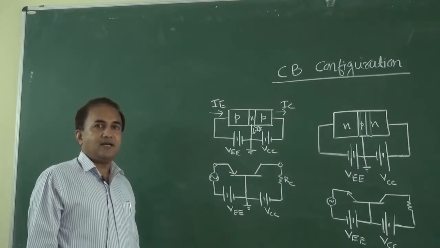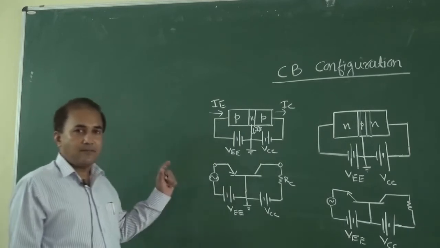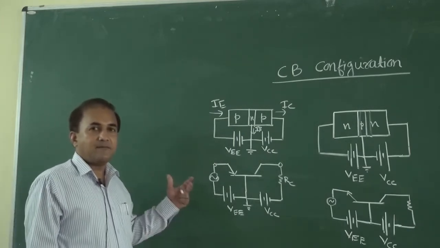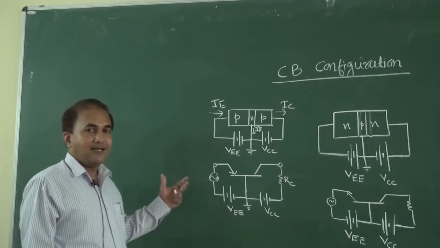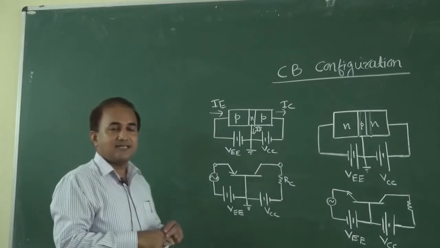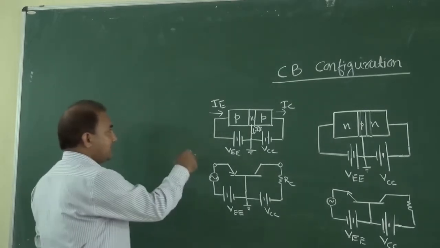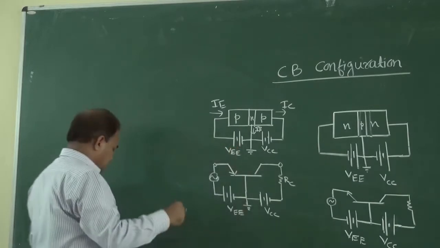In the previous class, I was teaching you about the bipolar junction transistor. It is known as bipolar because it contains two types of carriers, that are electrons and holes. That is why a transistor is known as a bipolar junction transistor, and it is a 3-terminal device.